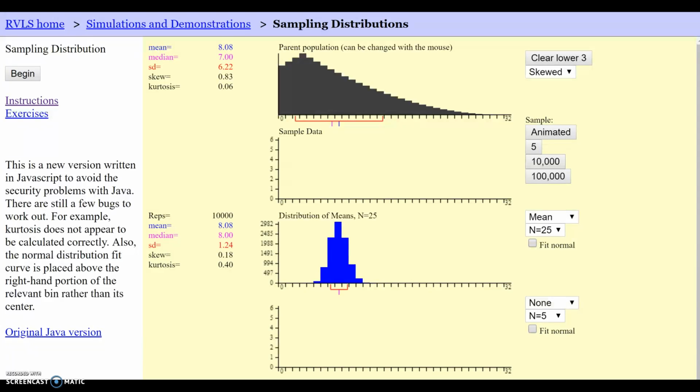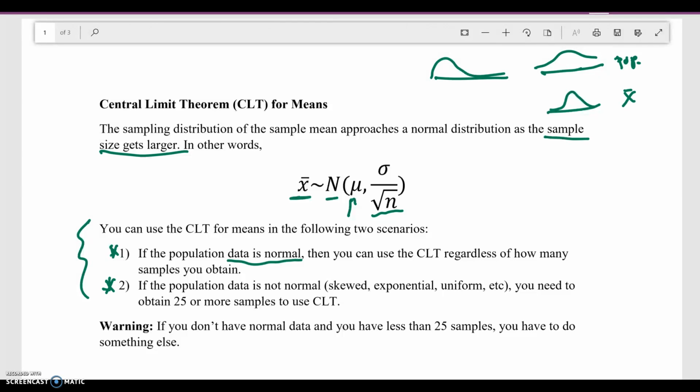So basically what I'm saying here is that if the population for some reason is not normal from the very beginning, then I need to obtain 25 or more samples in order to use this. If you don't have normal data and you have fewer than 25 samples, you have to do something else. You can't use the CLT; you have to use something completely different. All right, so let's do a couple of problems. We're mainly going to use these two things for confidence intervals and hypothesis testing this upcoming week.